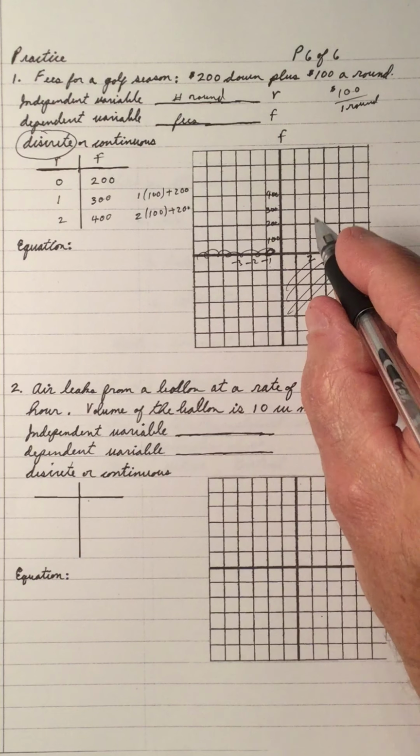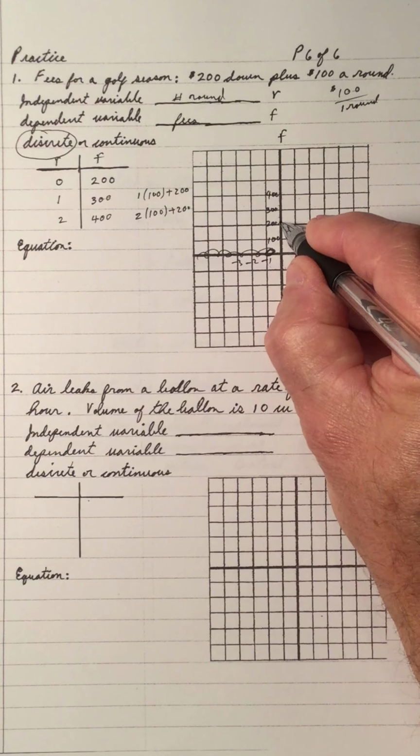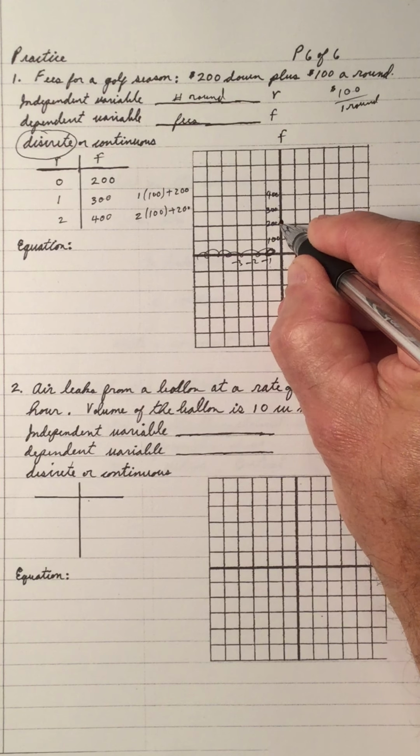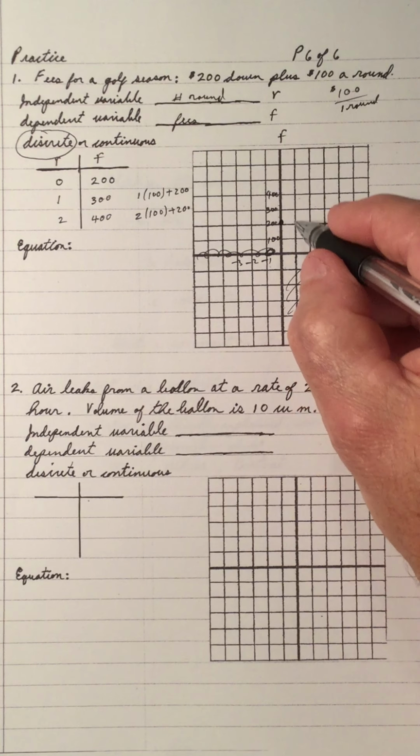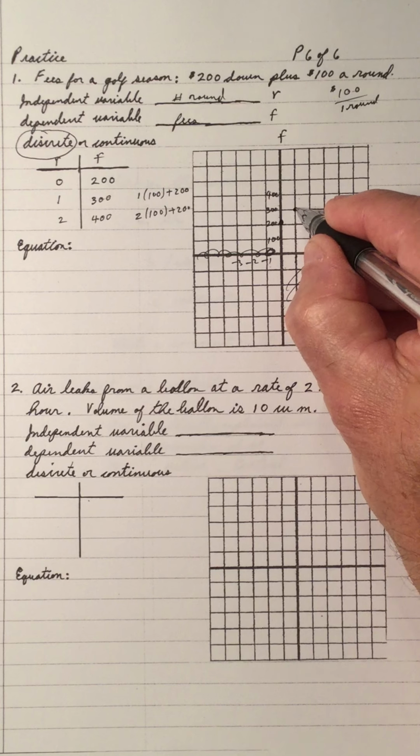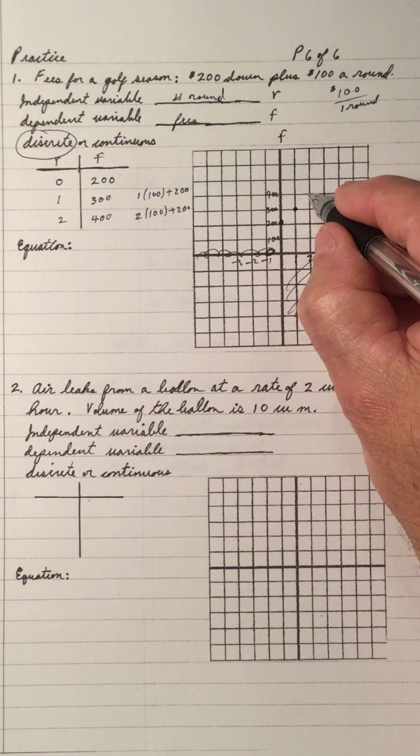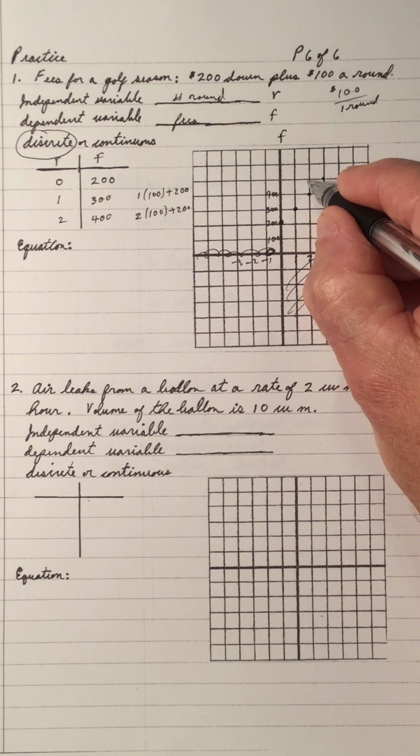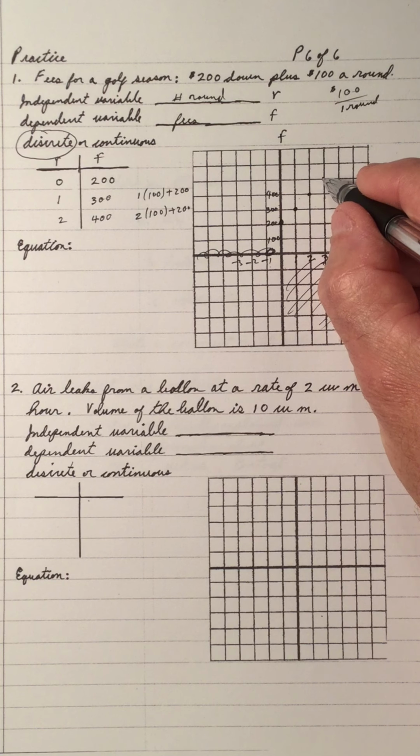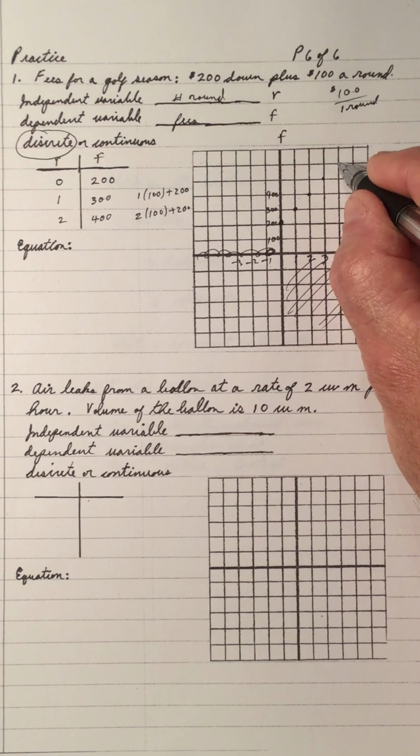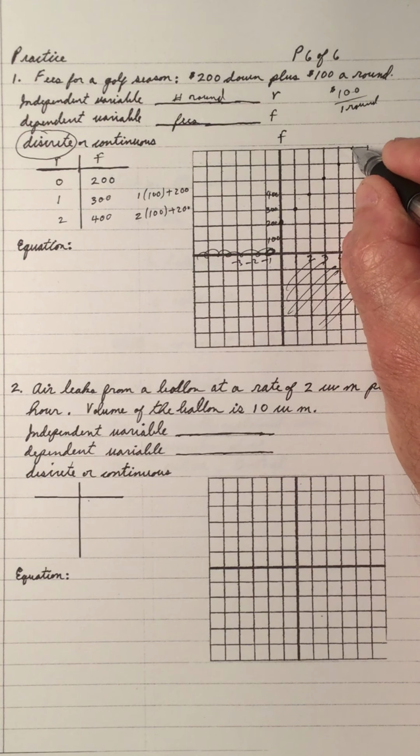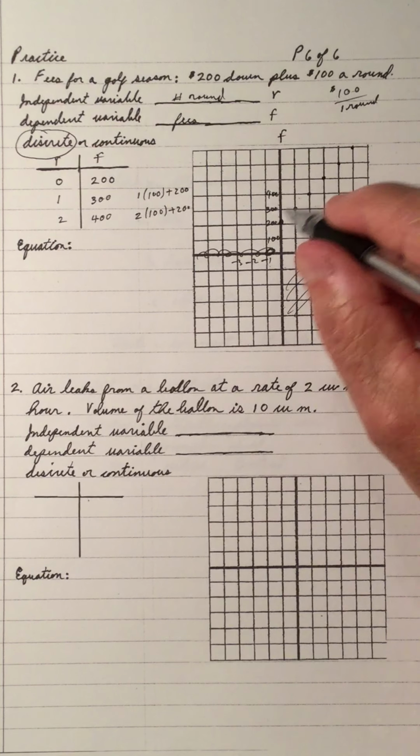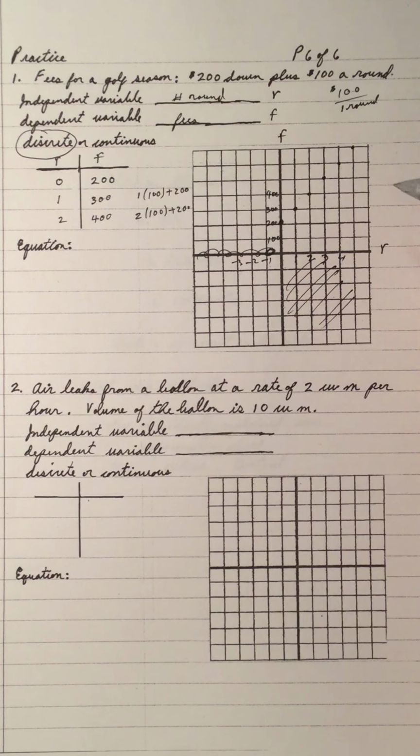So at 0, you're starting off at $200. You play 1 round, you pay $300. You play 2 rounds, you pay $400. So 3 rounds, it goes up by 100. You go up 100 and to the right one for every round. So there are the dots, but it's discrete. You can't shade this in because you don't pay for half a round or 3/4 of a round.